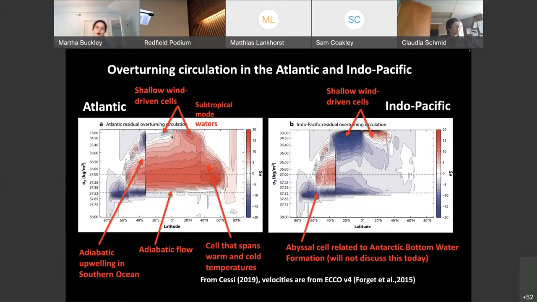There is also an abyssal cell, which is most prevalent in the Pacific, shown down here in blue. This is related to Antarctic bottom water formation. It goes in the opposite direction. The AMOC is a clockwise cell; this is a counterclockwise cell. It does not transport a lot of heat. It's usually referred to as the abyssal cell, and I'm not going to discuss it any further here.